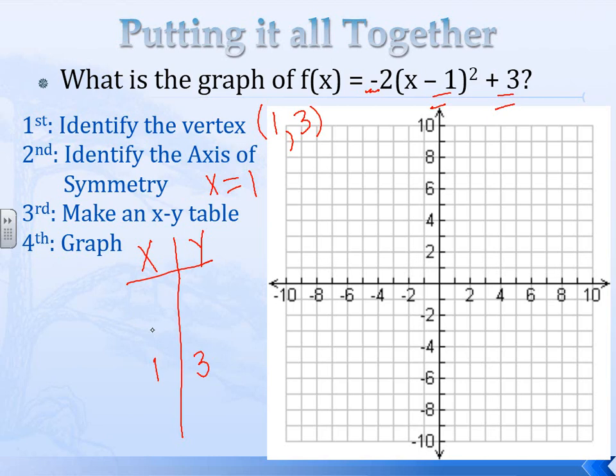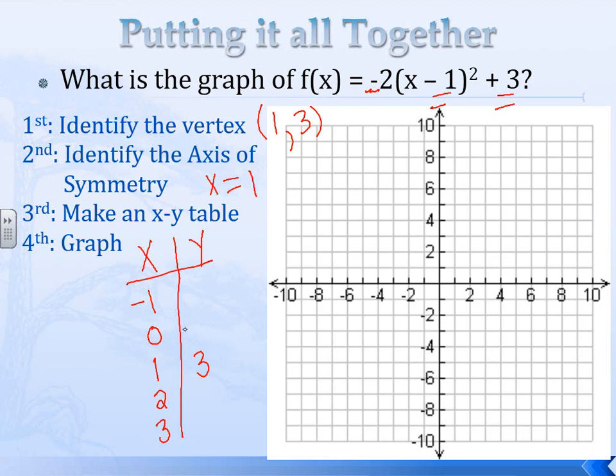Now let's pick two numbers less than 1, which is 0 and -1, and two numbers greater than 1, which is 2 and 3. Because our vertex also has an axis of symmetry, the same as we've been doing, we're only going to do the two numbers above 1, and the two numbers below 1 will have a same answer.